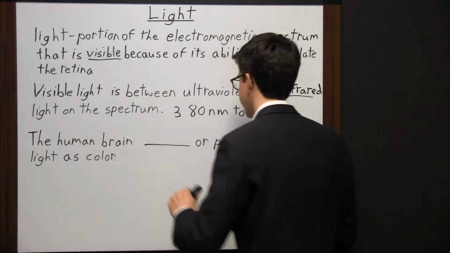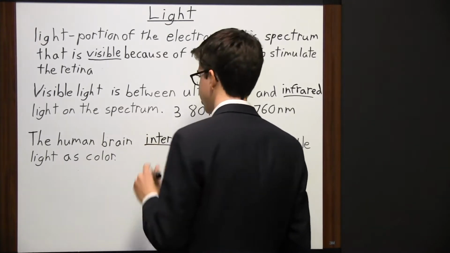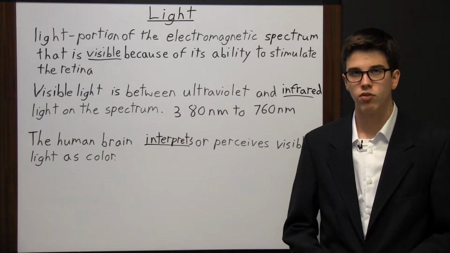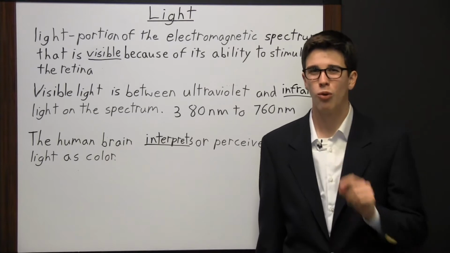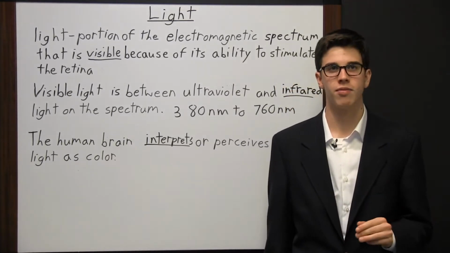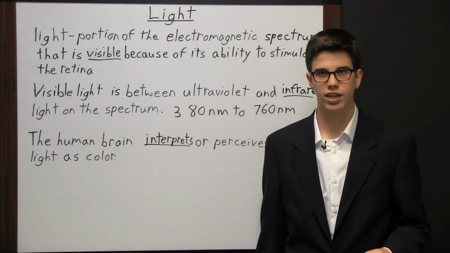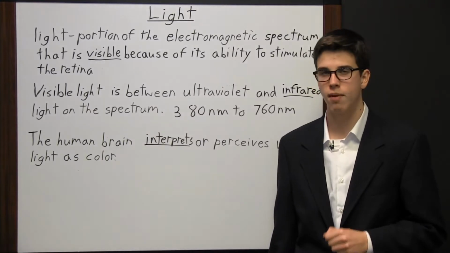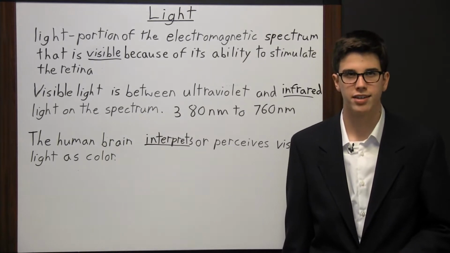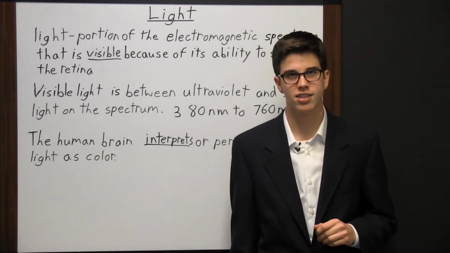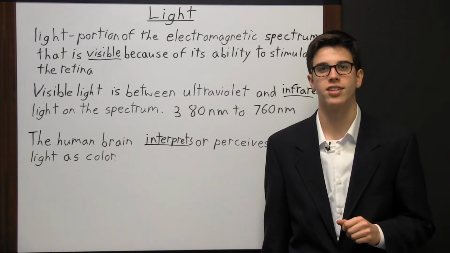This is because the human brain interprets or perceives visible light as color. For example, when the entire wavelength reaches the retina, the brain perceives the color white. Now, when no part of the wavelength reaches the retina, the brain perceives the color black. Atoms and molecules can gain or lose energy only in particular discrete amounts. Therefore, they can absorb and emit light only at wavelengths that correspond to these amounts. So, using a process known as spectroscopy, these characteristic wavelengths can be used to identify substances.